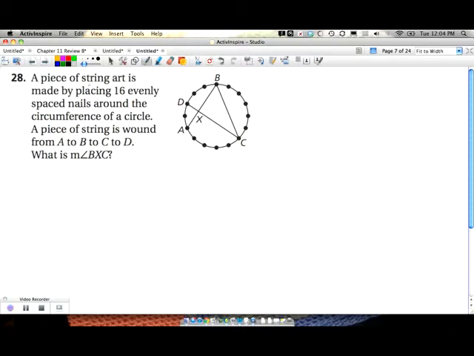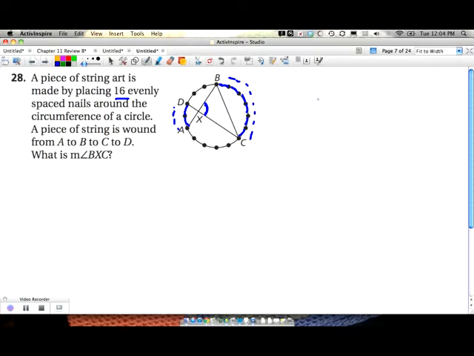Ooh, we got some application going on here. A piece of string art is made by placing 16 evenly spaced nails around the circumference of a circle. A piece of string is wound from A to B and C to D. What's the measure of BXC? Right here, BXC. Well, in order to know that, we need to know this arc and this arc. I noticed that there's 16 of them. So if I figured out one little piece, then I got 1, 2, 3, 4, 5, 6 of them here and 2 of them there. That could tell me how I could find this middle angle.